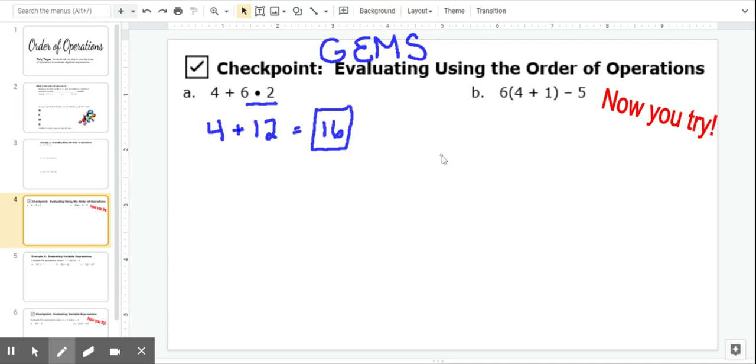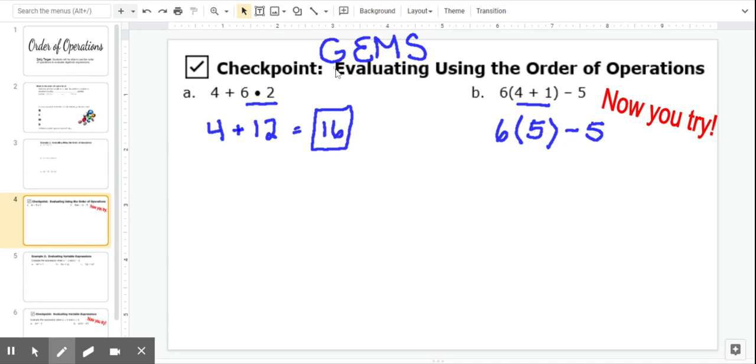Let's do a harder problem. Problem B. What should I do first? GEMS tells me I need to look at the grouping symbols first, and I do have a grouping symbol here. I have these parentheses. Inside the parentheses, I see addition, so I must do that first. So what does this addition give me as an answer? 4 plus 1 gives me 5. So I write the 5. I'm going to bring down everything else. Now my problem says 6 times 5 minus 3.